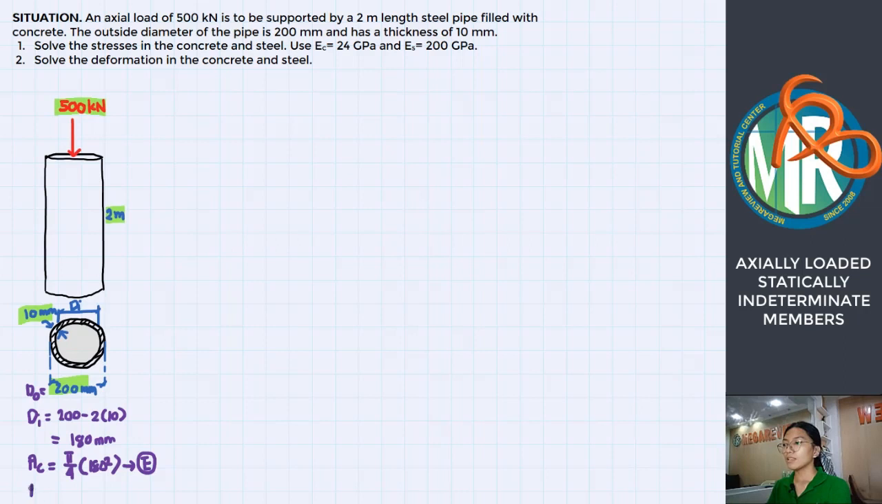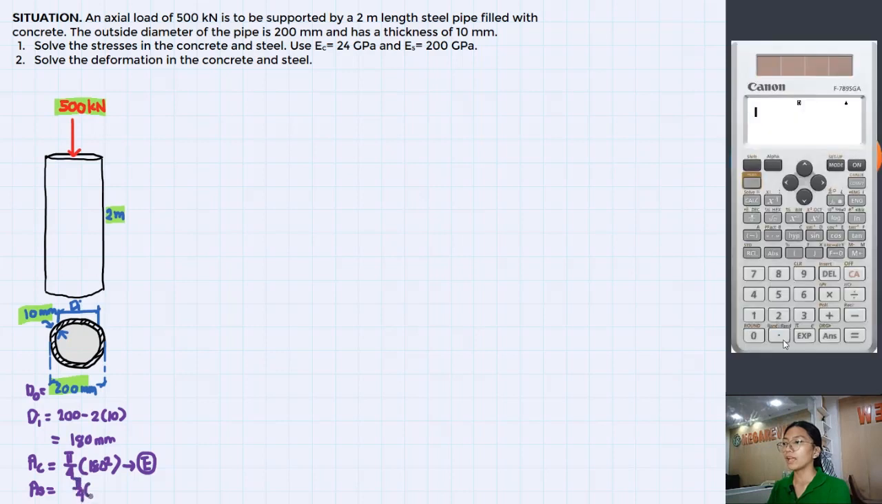Right? Next is the area of the steel pipe, which is the hollow part. This hatched, patterned part. So, that would be pi over 4 times the outside diameter of 200, and we deduct the inner circle, which has a diameter of 180. Right? And then this area we store in F.